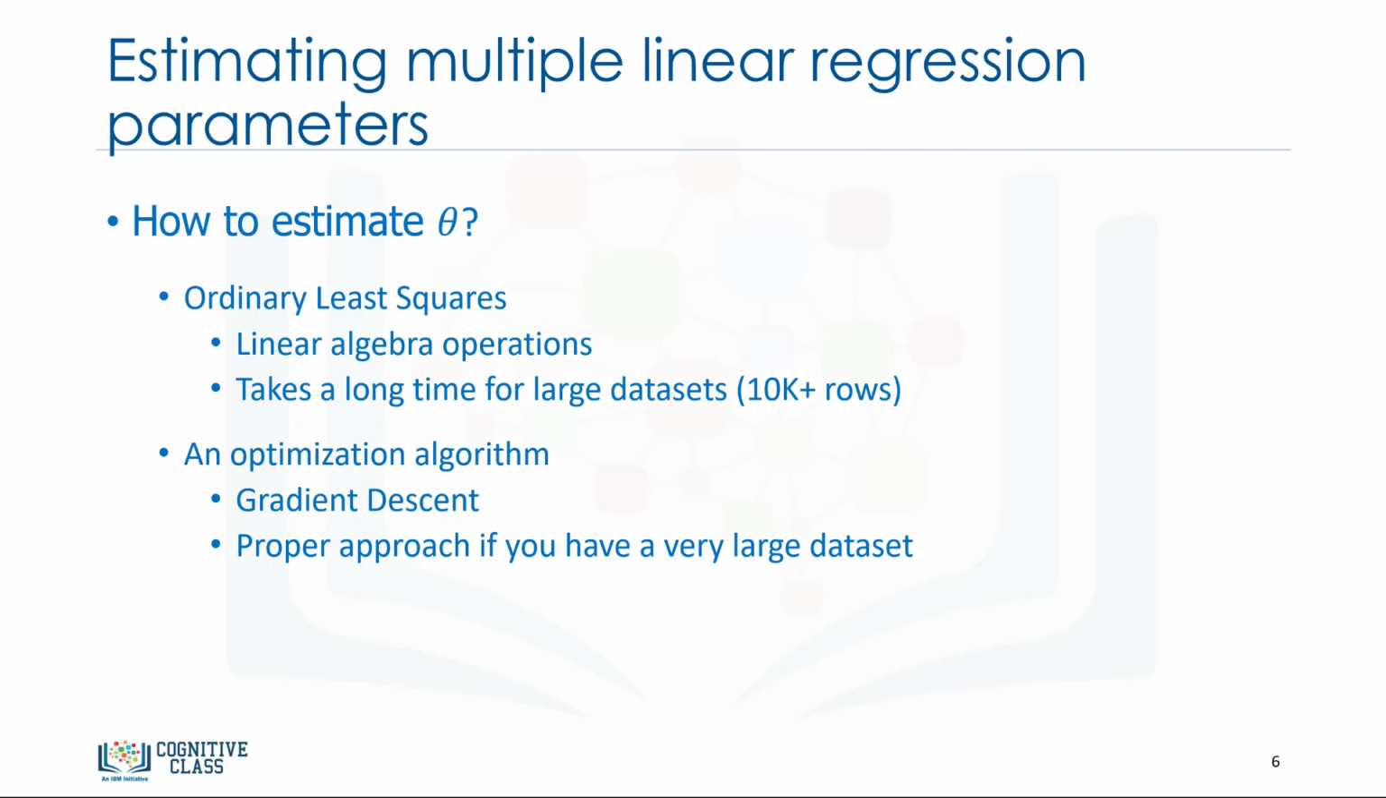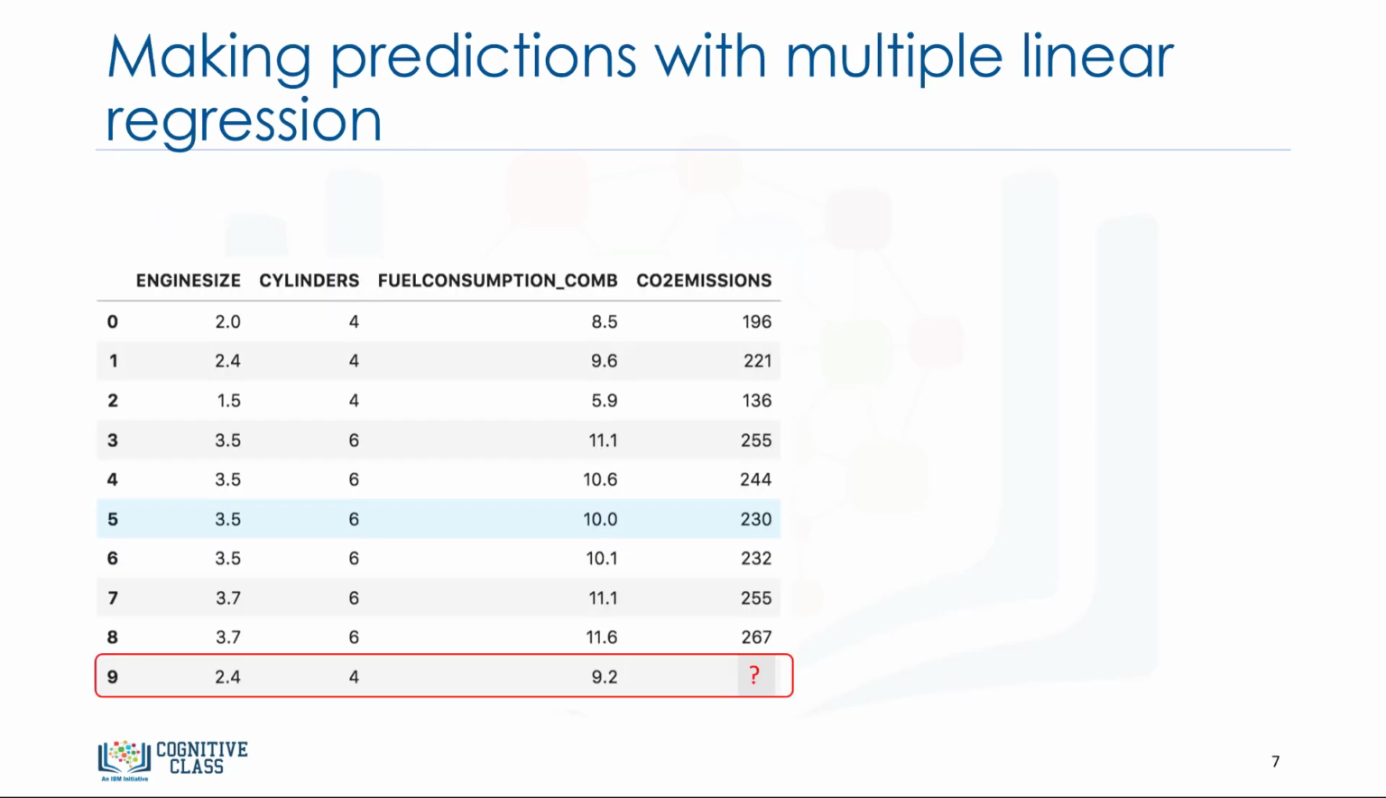Please understand, however, that there are other approaches to estimate the parameters of multiple linear regression that you can explore on your own. After you find the best parameters for your model, you can go to the prediction phase. After we found the parameters of the linear equation, making predictions is as simple as solving the equation for a specific set of inputs. Imagine we are predicting CO2 emission, or Y, from other variables for the automobile in record number 9.